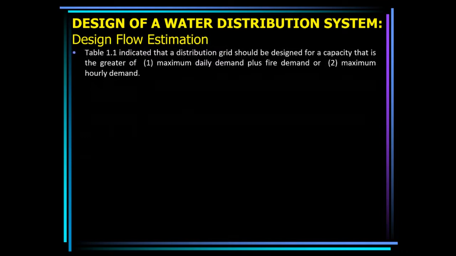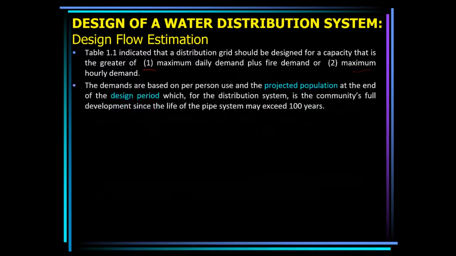Now for the design flow estimation, table 1.1, at the beginning I referred you to chapter 1. Table 1.1 indicated that a distribution grid should be designed for a capacity that is greater than either the maximum daily demand plus fire demand, or the maximum hourly demand. Whichever one is greater is the design flow that we use in the design of a water distribution system. Whichever one is greater will serve as the design flow rate.